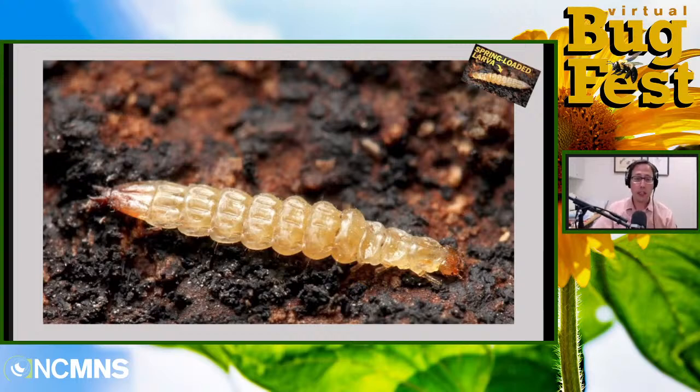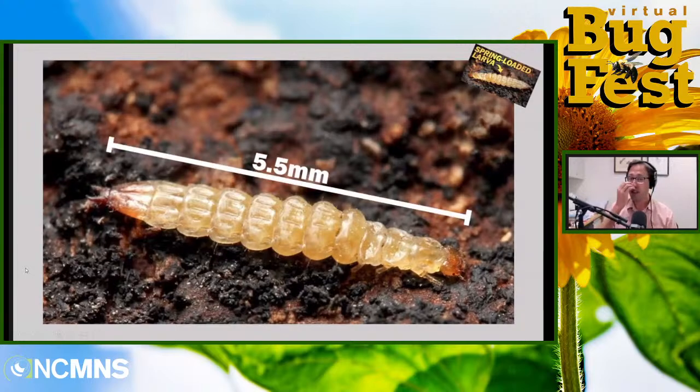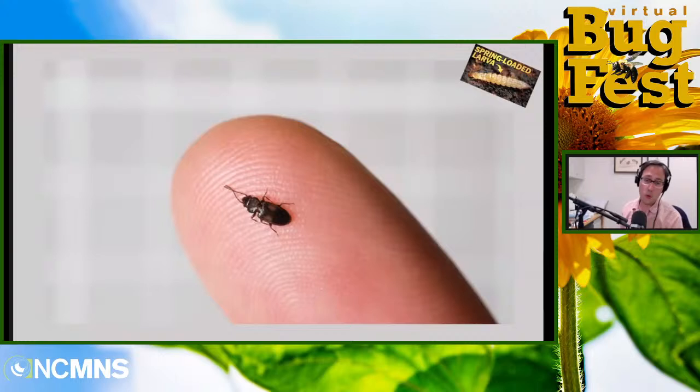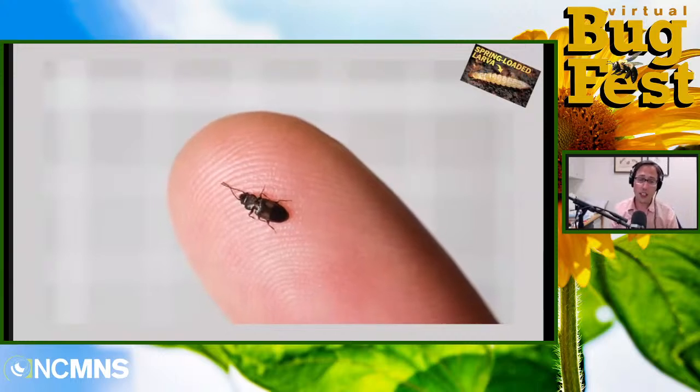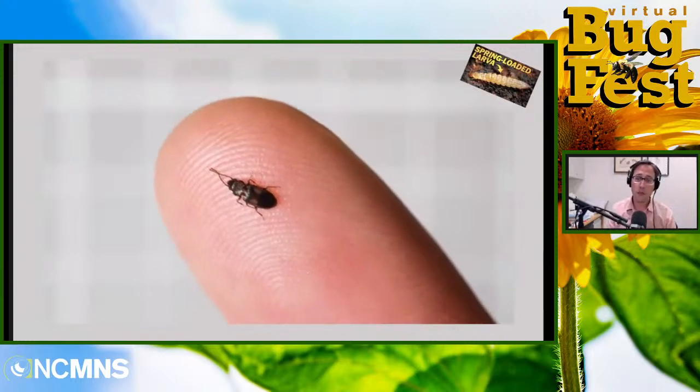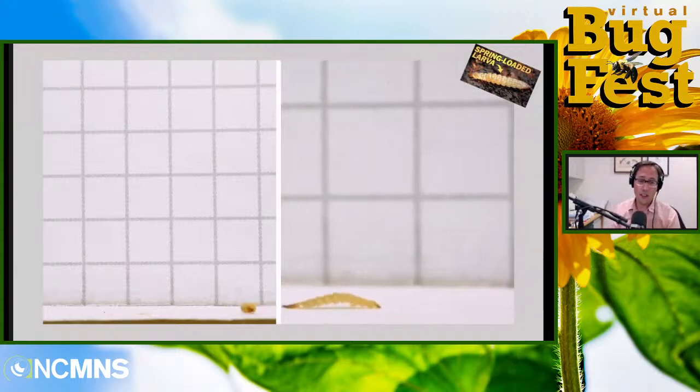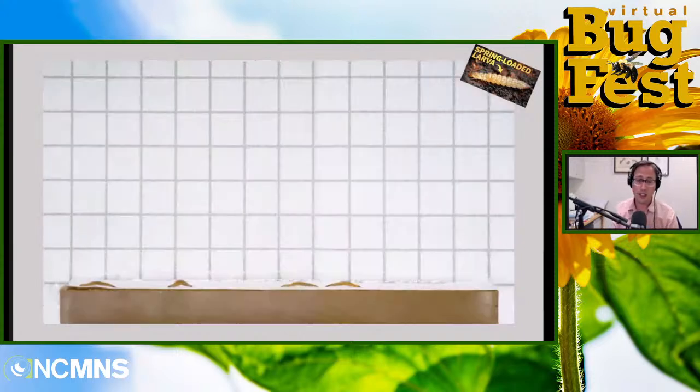This is another one. This is a larval beetle. It is about the width of a pencil, about 5.5 millimeters long. And that's the adult on the tip of my finger. These are really small beetles and they do the same thing. They're living underneath the bark and they have the ability to jump. And that's what their jump looks like in real time.